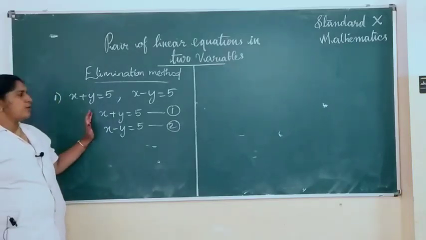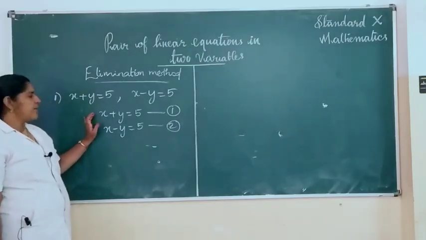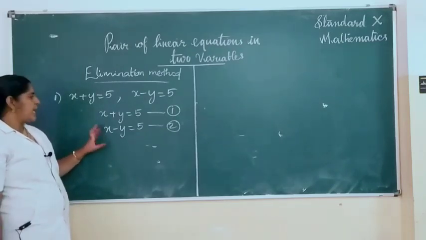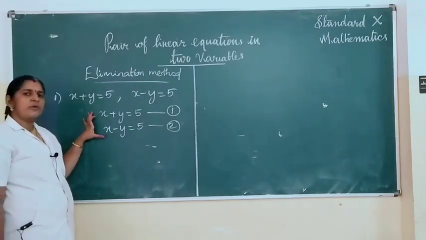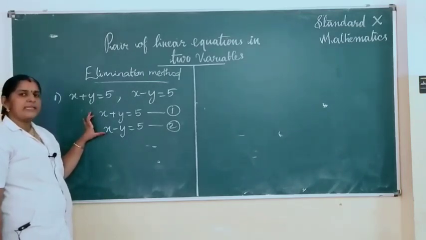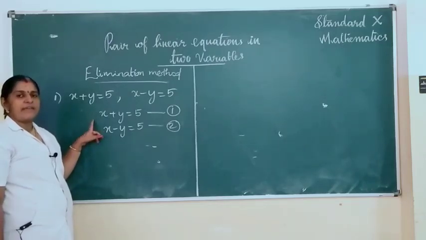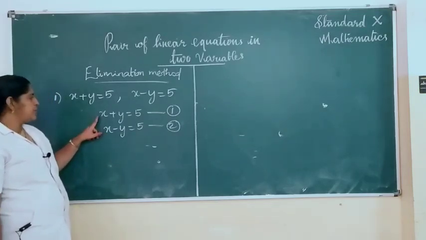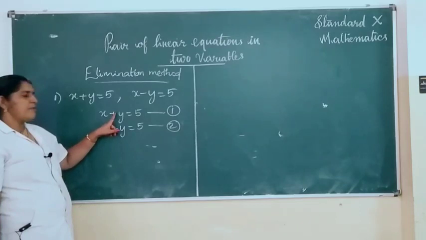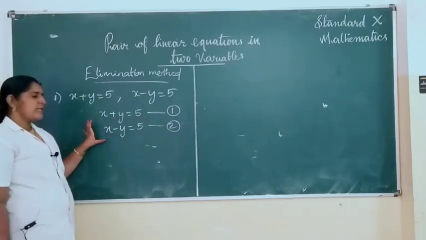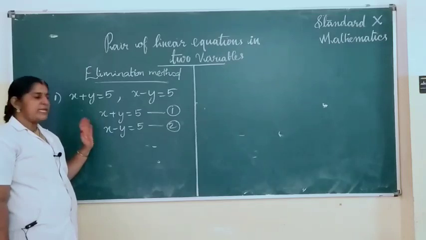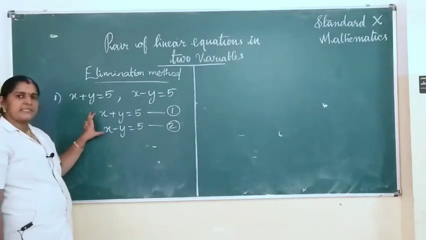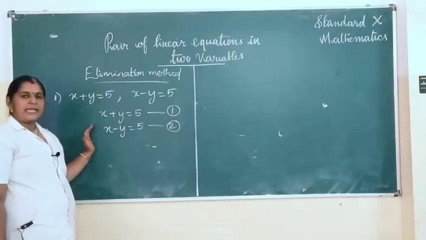Now you want to take these two equations and eliminate any one of the variables from them. For that, in order to eliminate, we want to make the coefficients of any one of the variables the same. Now you can see from the question itself, the coefficient of x is the same here, also the coefficient of y is the same. So in this question it is very easy to eliminate x or y. Elimination means to remove either x or y from this pair of linear equations.